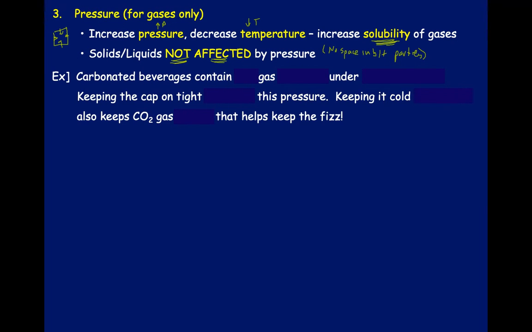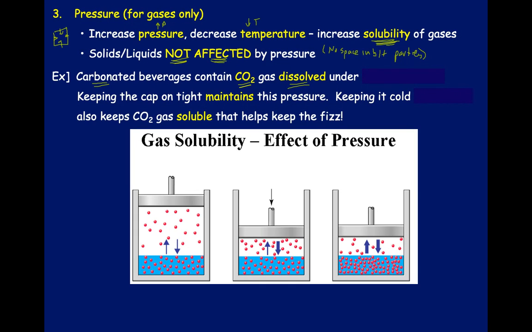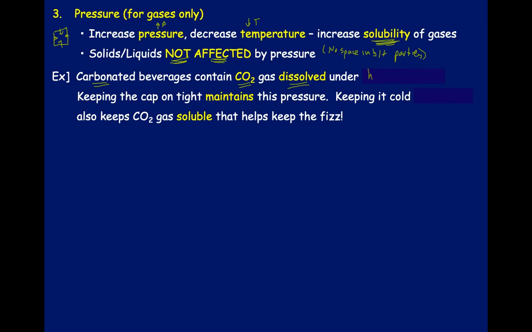Okay, so a good example is carbonated beverages. Carbonated beverages contain carbon dioxide gas dissolved under high pressure. So that's important to know. Keeping the cap on tight maintains this pressure, and keeping it cold also keeps the gas soluble. That helps keep that fizz, right?